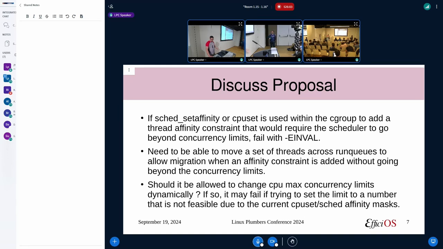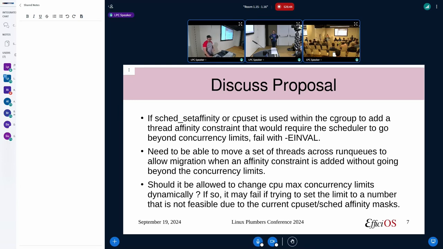There would be some gotchas, things like sched_setaffinity or cpuset. If they are nested within this constrained cgroup and they try to apply, let's say, pinning of threads over more cores than what is allowed by the max bound, I think they should fail, but that's up for discussion. Likewise, if you try to constrain dynamically your concurrency limit to a value that is not possible given the current pinning of the threads within your cgroup, I would probably make that fail as well.